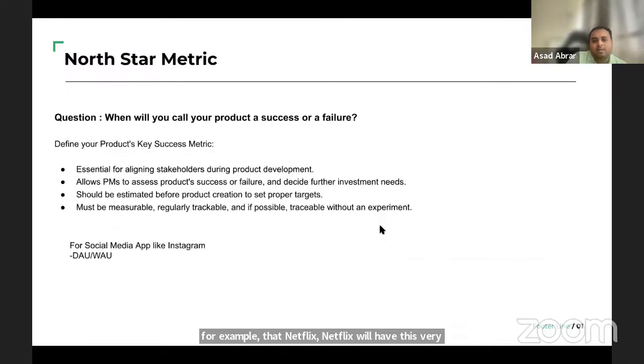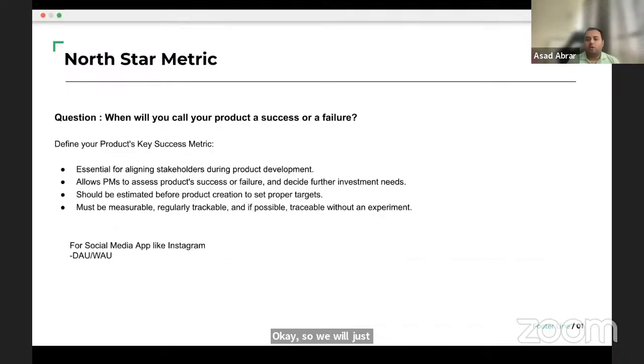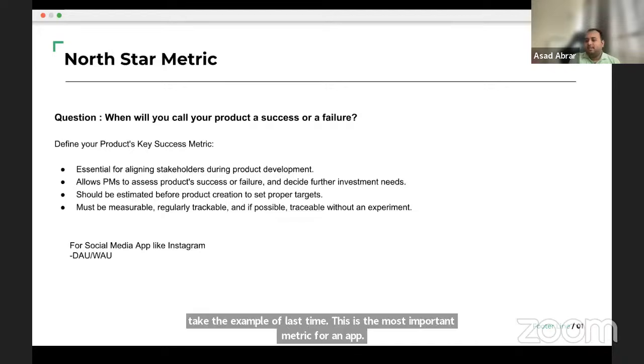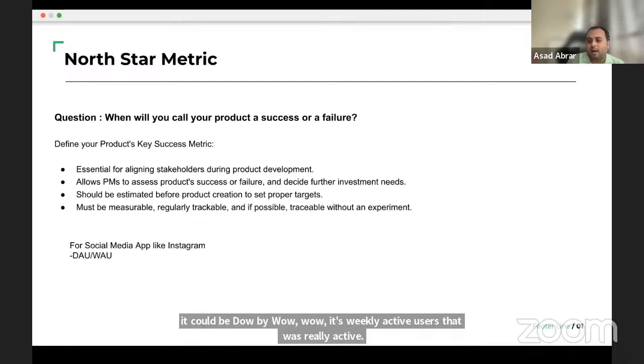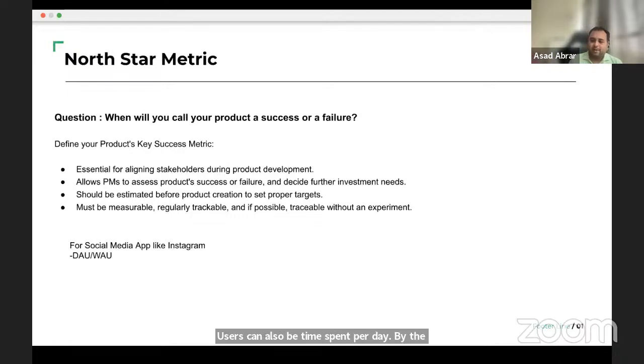Okay, so we will just quickly go through the different types of metrics that you have. Let's take the example of North Star metric. This is the most important metric for an app, and this defines the success of your particular product or app. Now, for a social media app like Instagram, it could be DAU by WAU. WAU is weekly active users, DAU is daily active users. It can also be time spent per day by the user, because now Instagram has moved to a use case where it is almost being used daily.